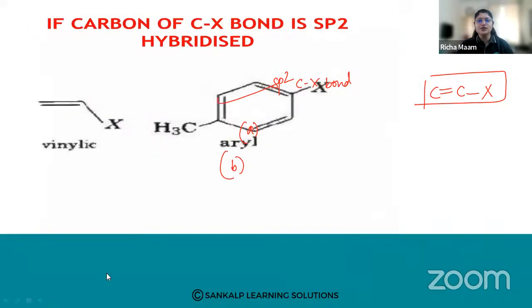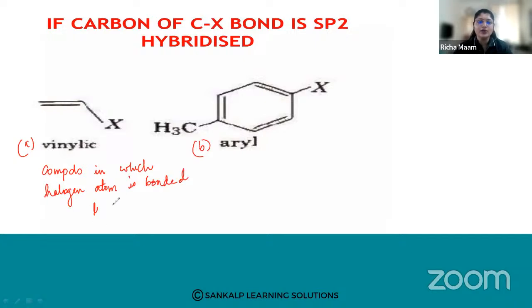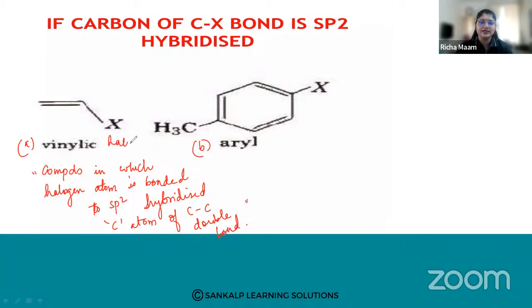These are the examples of vinylic halides and aryl halides. What do you mean by vinylic halides? So the first classification and second. Vinylic halides are the compounds in which the halogen atom is bonded to an sp2 hybridized carbon atom of a C=C double bond. This is the definition of vinylic halides.